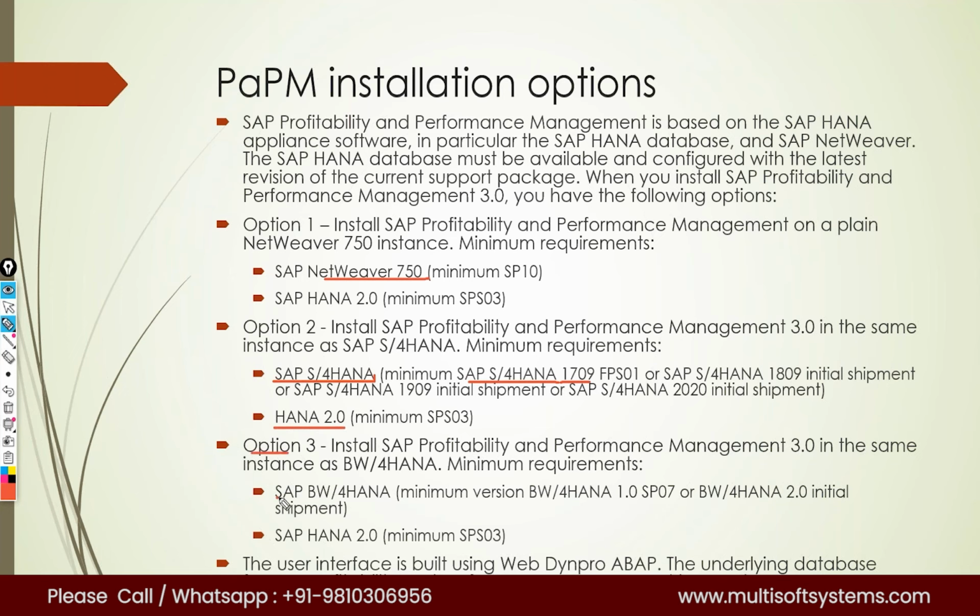The third option is on SAP BW for HANA. Their minimum is 1.0 SP7 BW with HANA as a database. So mostly these two are used, based on the business requirement. Mostly the projects that I worked on were installed on BW, but in the training system it is installed on S4. So it depends on the requirement, wherever we want to install it.